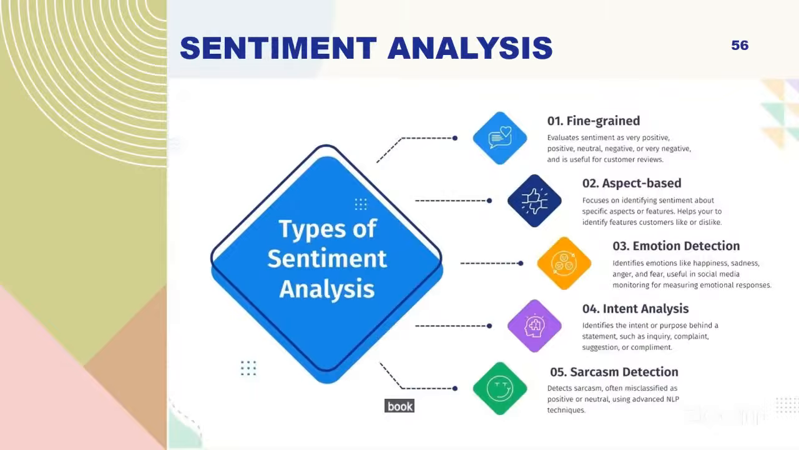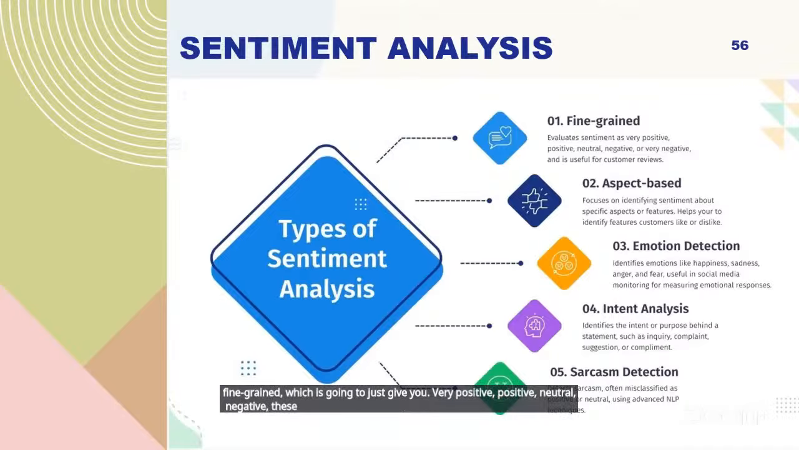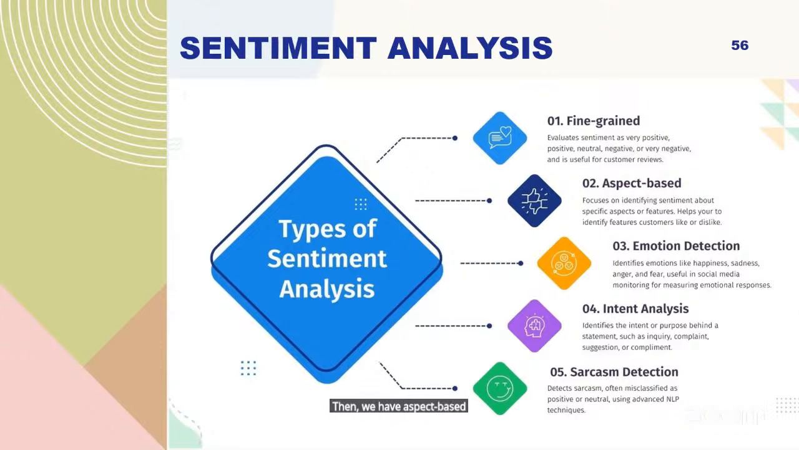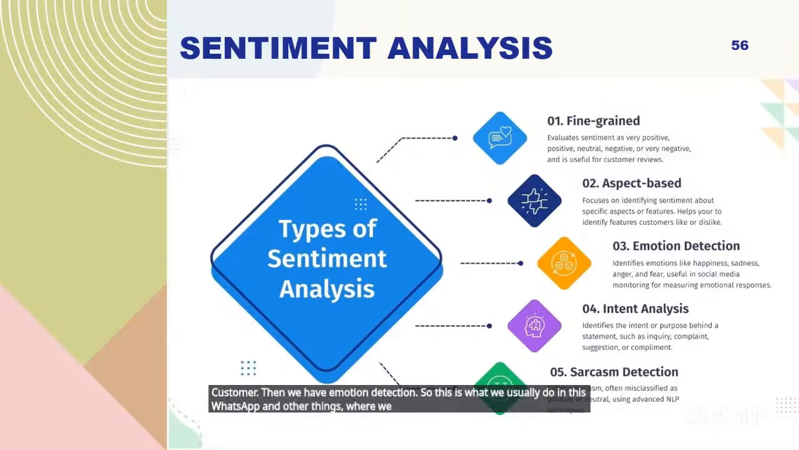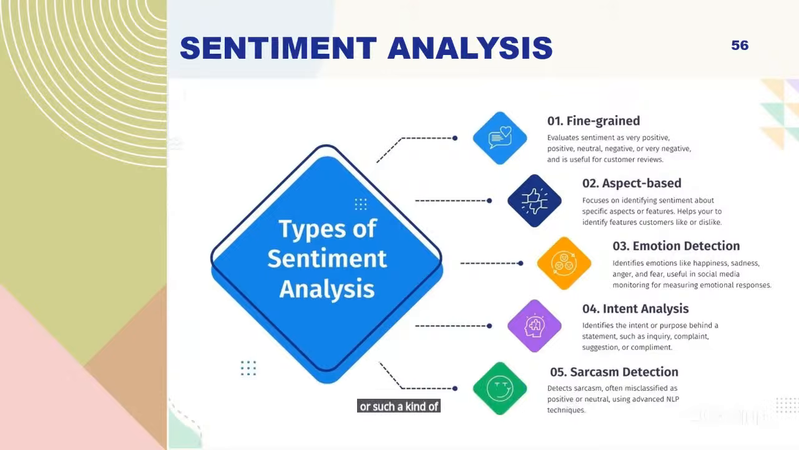So what are the types of sentiment analysis? Basically, we have fine-grained, which gives you very positive, neutral, negative kinds of customer reviews. Then we have aspect-based, which gives you likes and dislikes from the customer. Then we have emotion detection. This is what we usually do in WhatsApp and other things, where we share our emotions like happiness, sadness or fear.